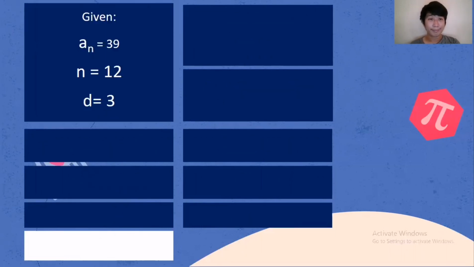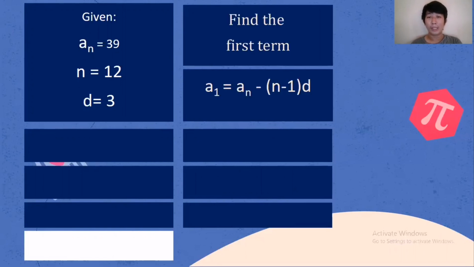Another problem. A sub n is 39, n is 12, d is 3. We are still looking for the a sub 1, or the first term. Find the first term. The formula is a sub 1 is equal to a sub n minus the quantity of n minus 1 multiplied by d, where a sub n is 39, n is 12, and d is 3. We substitute the given on the formula.